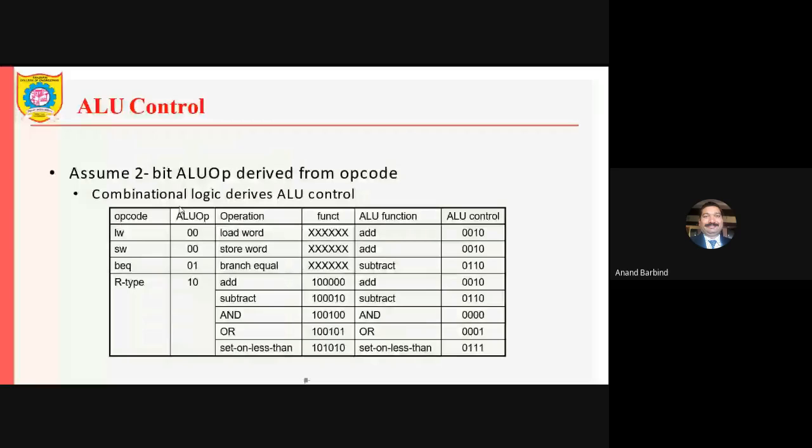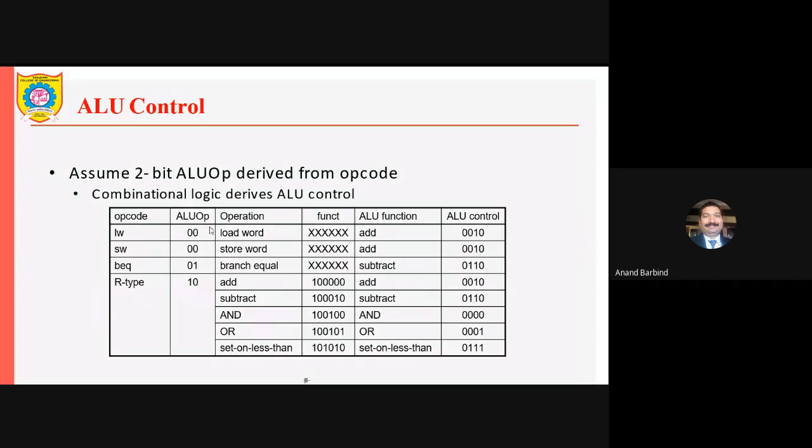This is the extended table in case of the various instructions. Okay, the opcode or the instruction can be LW. LW stands for load word. SW stands for store word. So this is the load word instruction. SW is store word instruction. BEQ is branch if equal. So this is the branch instruction, and R type instruction is either add, subtract, and, or, or set on less than.